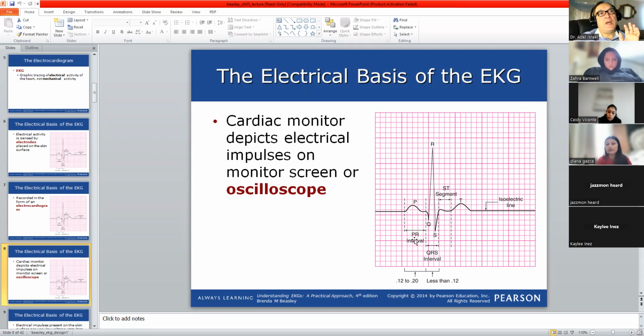So what is the PR interval? You see here, it is the beginning of P till the beginning of R. So it is the PR interval. And what is the ST segment? It is from the end of S till the beginning of T. So this will be the ST segment. Are you following, guys? All right.